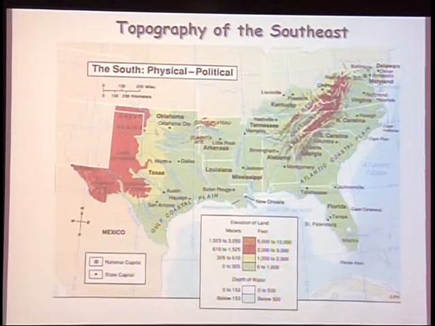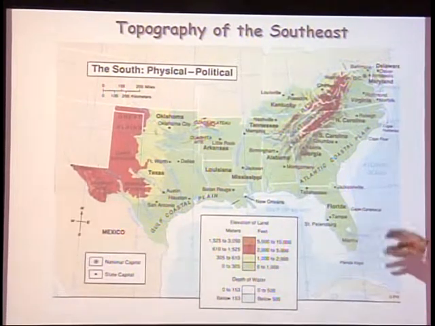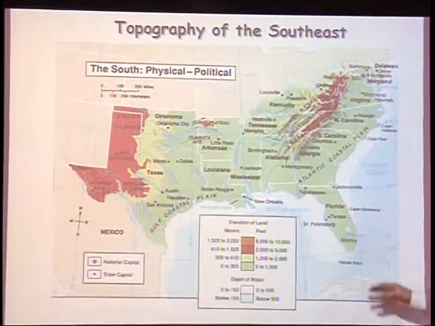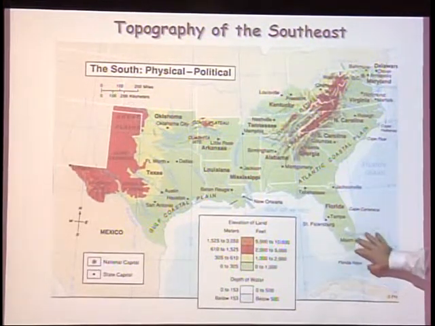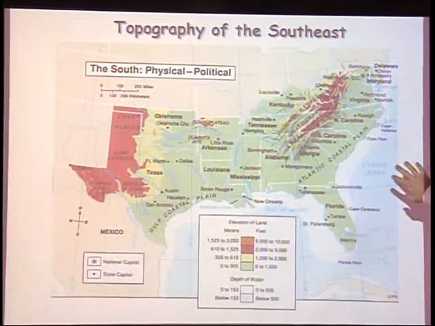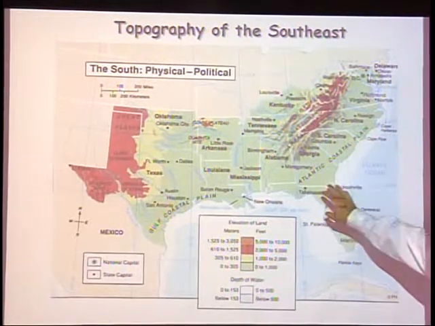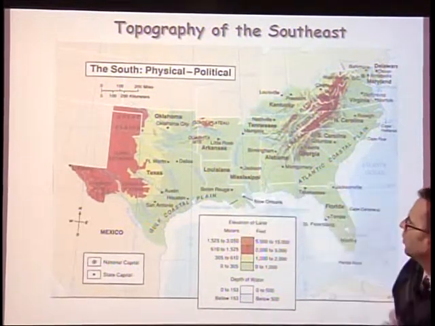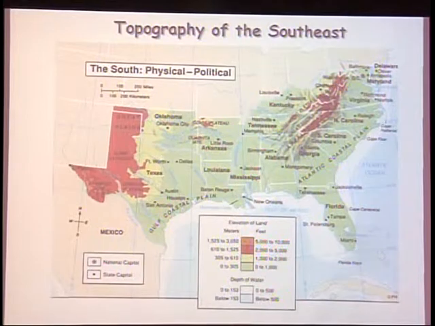The topography of the Southeast. The Southeast, you see the bottom half of the Appalachian Mountains. You get into the lowlands and the swampy areas of Florida, the Atlantic coastal plain here. And then the farther west you go, you get into some of the Great Plains here in Oklahoma and Arkansas and northern Texas.